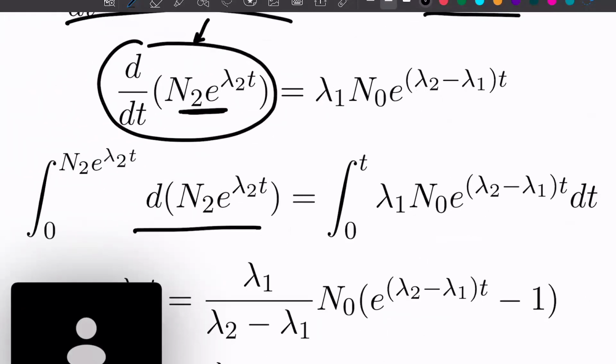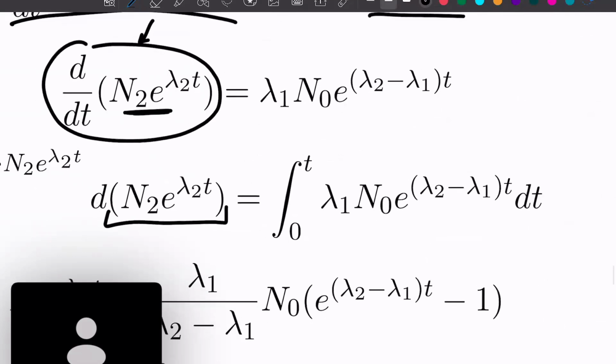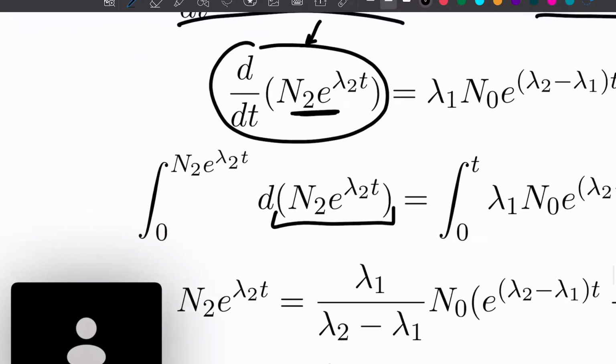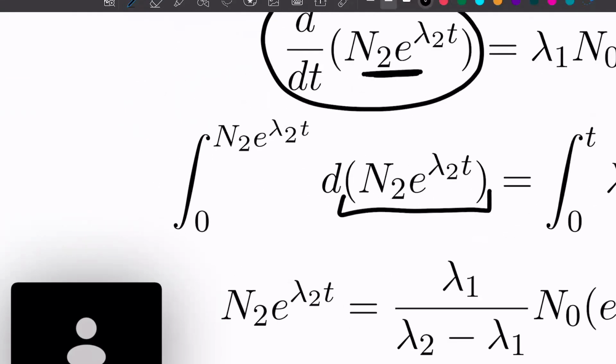So essentially you just integrate both sides with respect to t. It's a bit weird if you've never seen this before, but do get comfortable with this. Then the other side is basically just dt, which is okay. The reason why it's 0 here is because we assumed the initial population of n2 is 0. So then it'll be basically 0 times e to the power of 0, so it's 0. And then over here, it's n2 times e to the power of lambda 2 t.